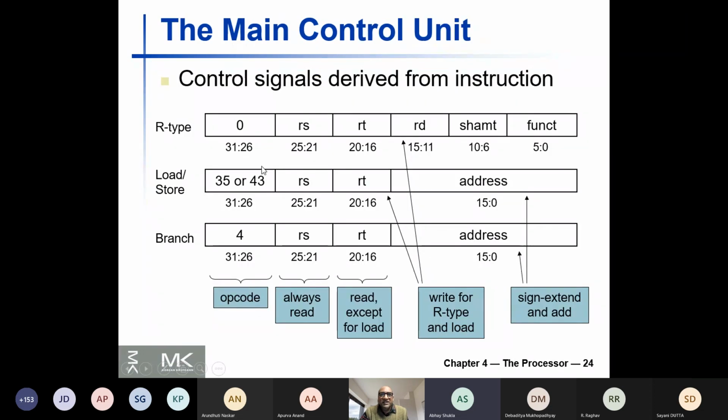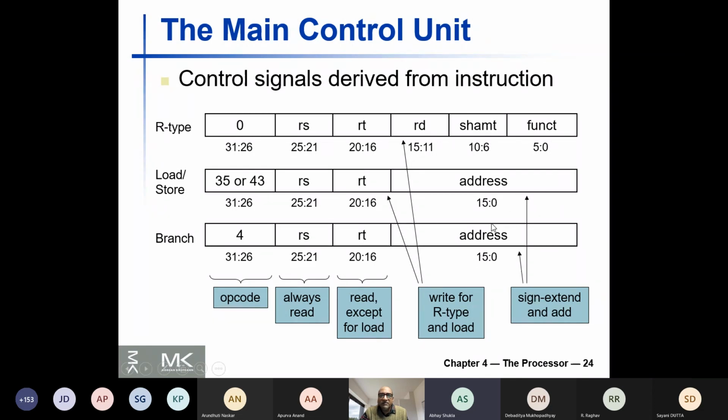While designing a control circuitry, we have to see which signals have to be activated and which not, and that is illustrated over here. You can see there are 3 broader types of instructions: the R type, load and branch. And if you look at these instruction formats, in case of load, store and branch, these 16 bits are considered for sign extension.